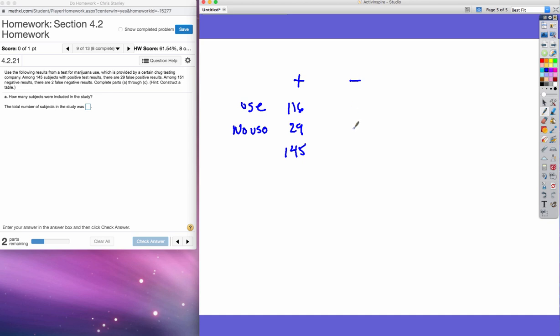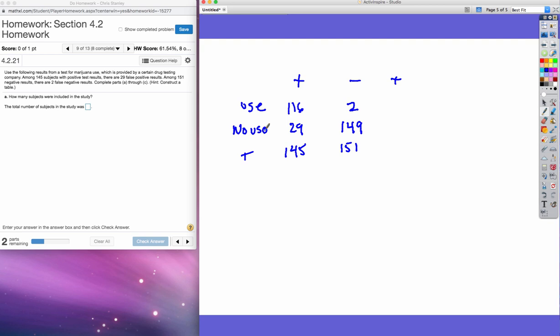Okay, the negatives. How many were negative? 151 negatives. There were 2 false negatives. Well, that's a false negative right there. A false negative is a negative that's false. Okay, so if somebody's negative, they shouldn't have done it, but they have the people using it. So this would be 149. Okay, so this is the total here. That's the total here.